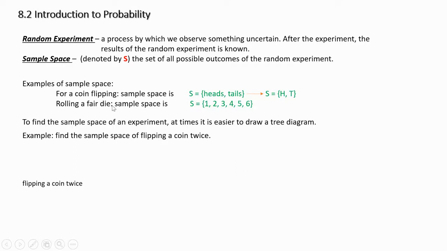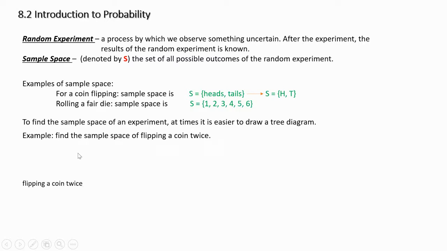Is not fixed, because at times it's loaded to one side, and when you roll it, it always goes to the same number. Okay, that means that is not fair. But a fair die has 1, 2, 3, 4, 5, and 6 on it because it's a cube. So to find the sample space of an experiment, at times it's easier to draw a tree diagram.